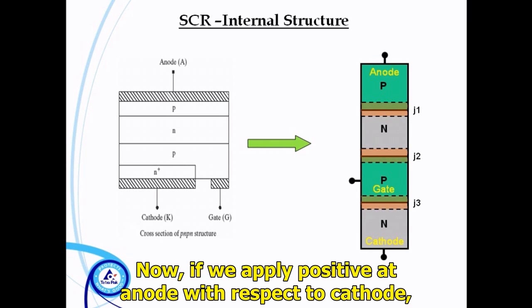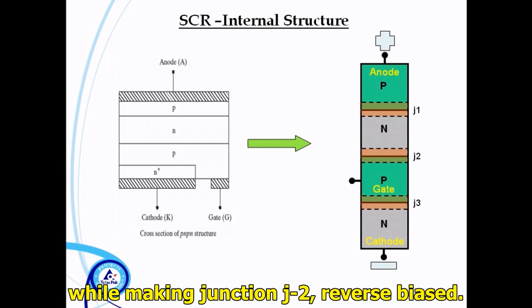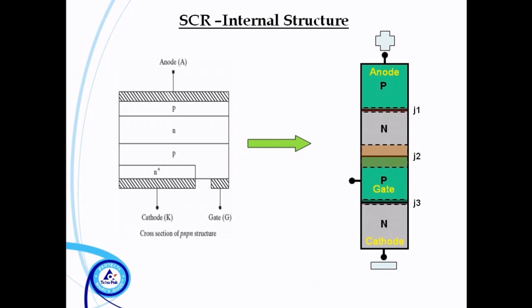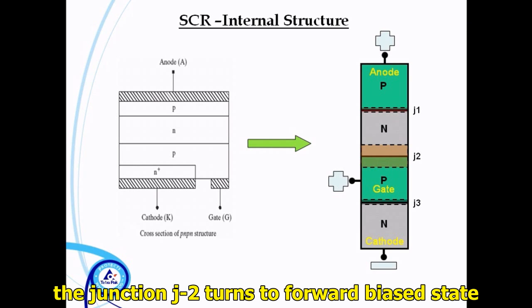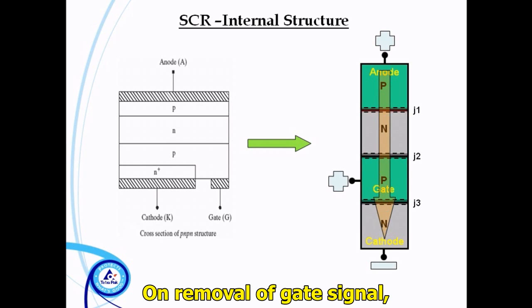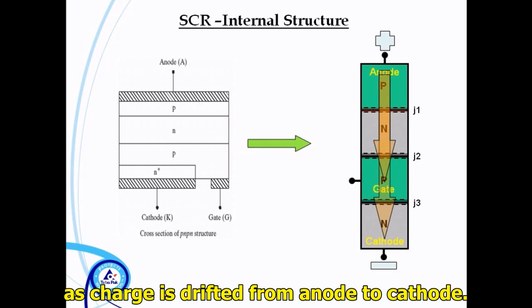Now, if we apply positive at anode with respect to cathode, the junctions J1 and J3 become forward biased, while making junction J2 reverse biased. It will remain in this state until a positive signal is applied at the gate terminal. So, when a positive signal is applied at gate, the junction J2 turns to forward biased state, and current starts to flow. On removal of gate signal, the current continues to flow as charge is drifted from anode to cathode.